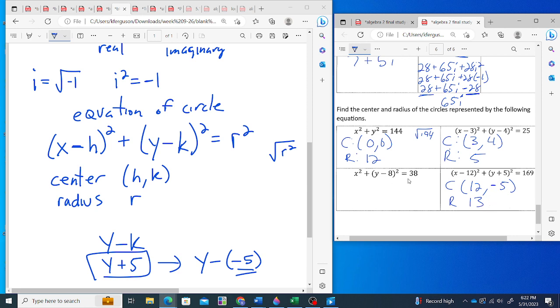So last but not least, what about this problem? Well, oh no, there's no h. That's because h is 0. If I got x minus 0, that's just x. And x squared is x squared. So for my center, that's going to be 0 for the x. And then y minus k, that's going to be 8. And then my radius, well, I got to take the square root of 38. Well, wait a minute. What's the square root of 38? It's the square root of 38, and we're going to call it that. Some radicals you can simplify. I'm not worried about you simplifying them.